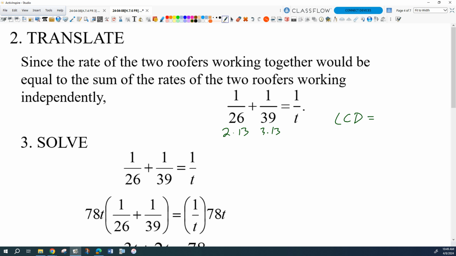Well, what are the factors that show up in the denominators? Looks like I've got a 2. I've got a 13. Any other factors that show up in denominators? A 3. Anything else? A t. So what is that? Well, 2 times 13 times 3 is 78.